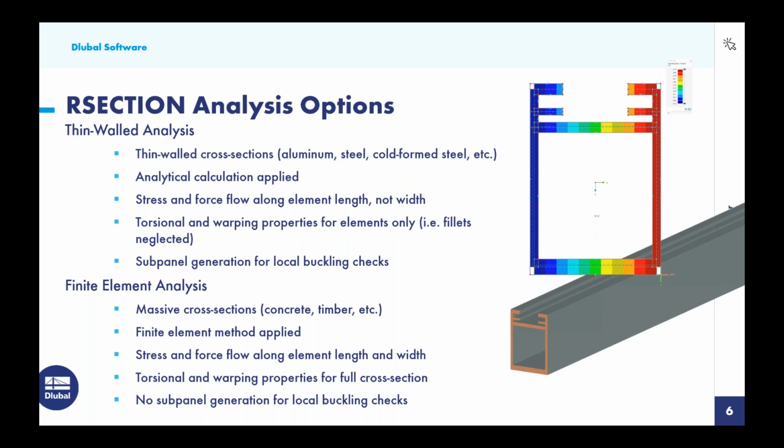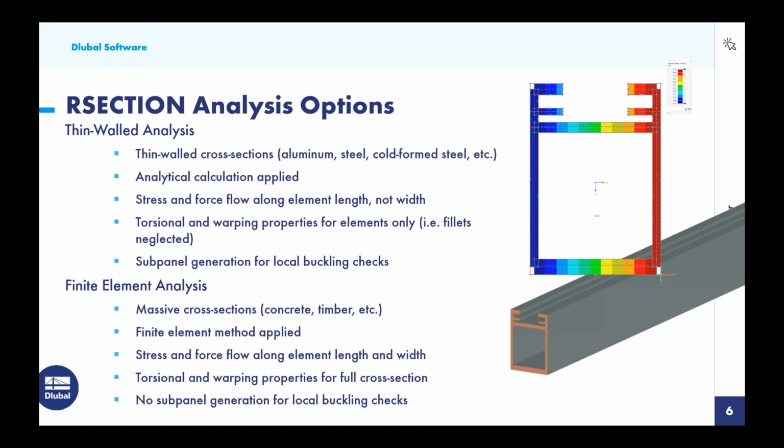Now, the huge upside of the thin-walled analysis is the ability to generate what we call subpanels. These subpanels can be used to determine the width-to-thickness ratio of each of these elements. Once it's brought into RFEM, we can actually check local buckling. So this certainly sets us apart from a lot of other competitor programs, in that we do have the ability for these custom sections to also check for local buckling.